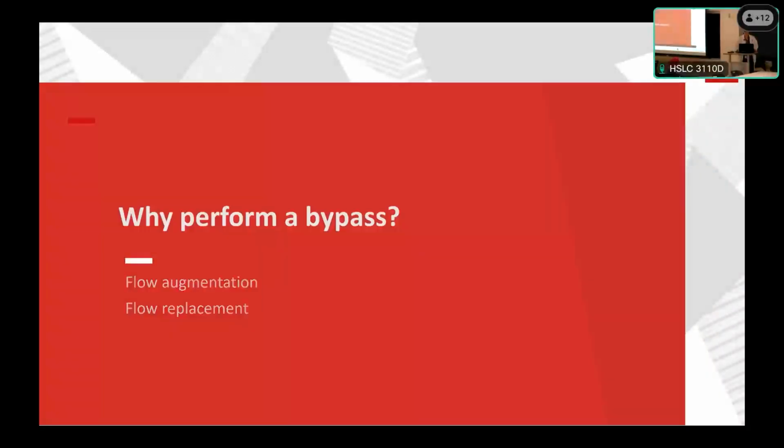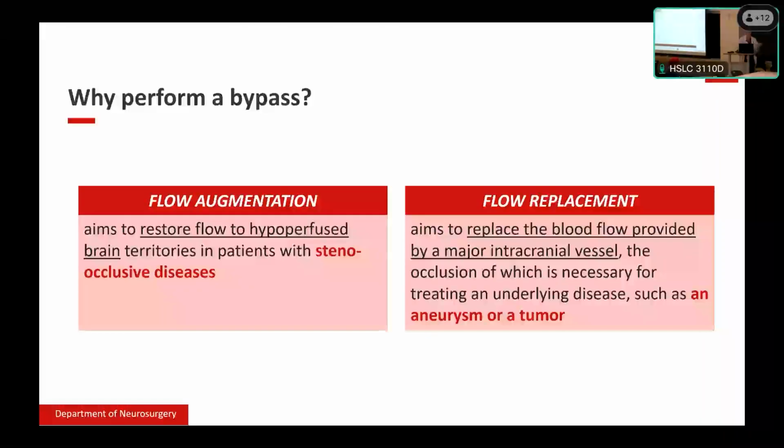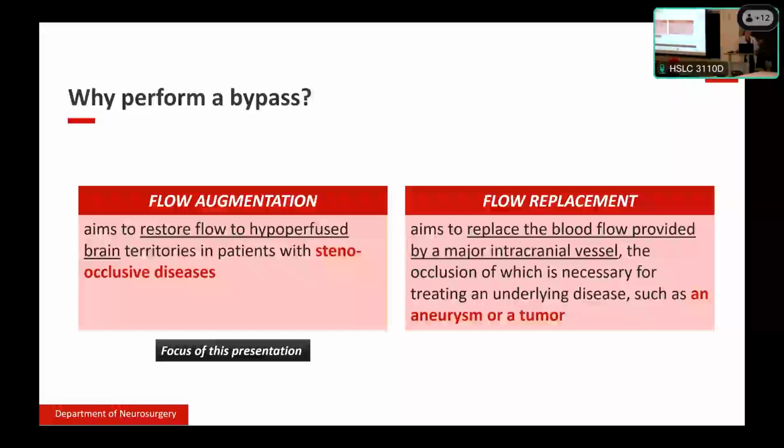So as you're familiar, there are a couple of reasons in general why you would perform a bypass. You've got flow augmentation, which would really aim to restore flow to a hypoperfused brain, and that's specifically in steno-occlusive disease. And then there's flow replacement. This is where you're actually trying to replace the blood flow provided by a major artery that you have to occlude necessarily for treatment of an aneurysm or for a tumor, for instance. My presentation is mostly going to focus on flow augmentation. However, these principles do actually apply to both.